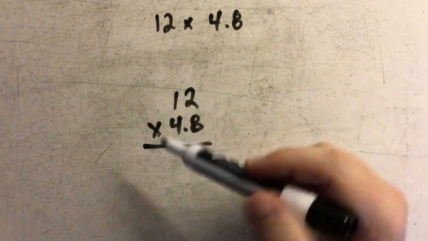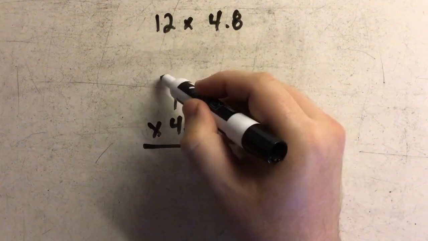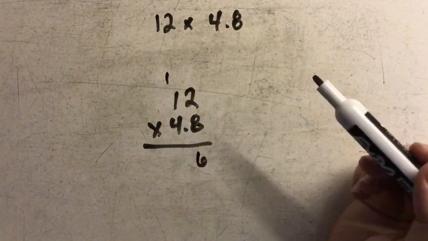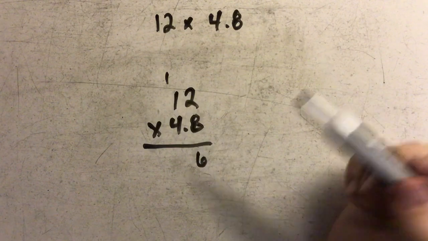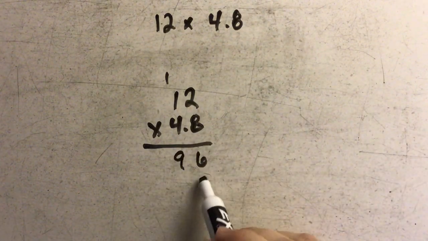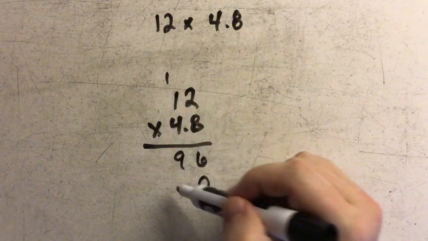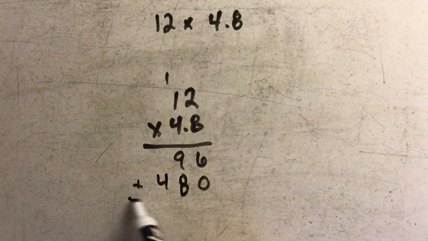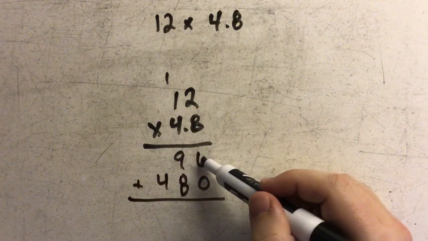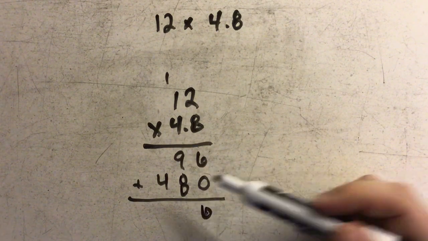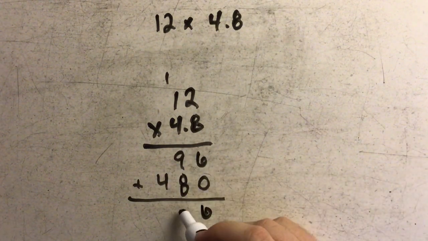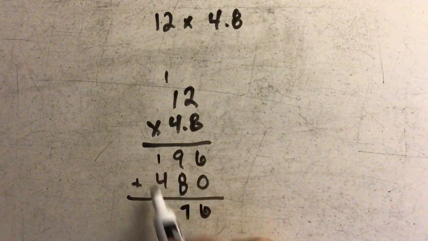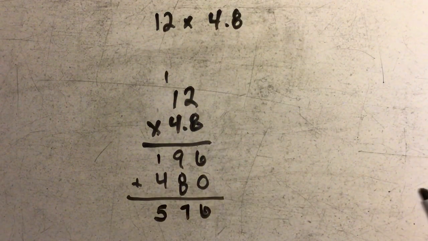So 8 times 2 is 16. 8 times 1 is 8, plus 1 is 9. Bring your 0 down. 4 times 2 is 8, and 4 times 1 is 4. And again, I'm going to add my numbers here. 6 and 0 is 6. 9 plus 8 is 17, and 1 plus 4 is 5.